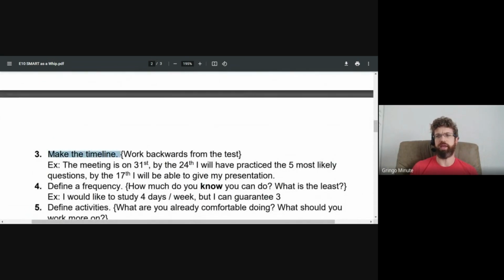Number 3, make a timeline. If the big meeting is at the end of the month, what does that mean? 2 days before the meeting, you should already be feeling pretty good. 1 week before the meeting, you should already have identified possible questions. 2 weeks before the meeting, you should already have made an outline of your presentation. Whatever it is, start with the end and work back till today.